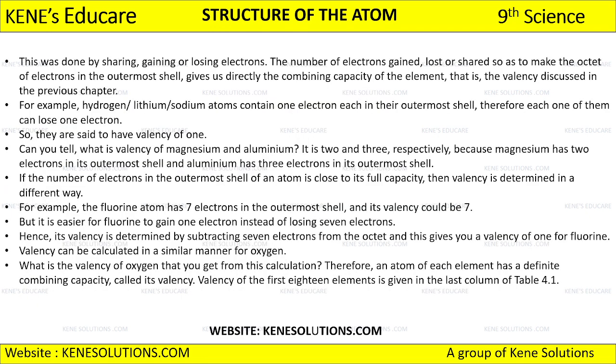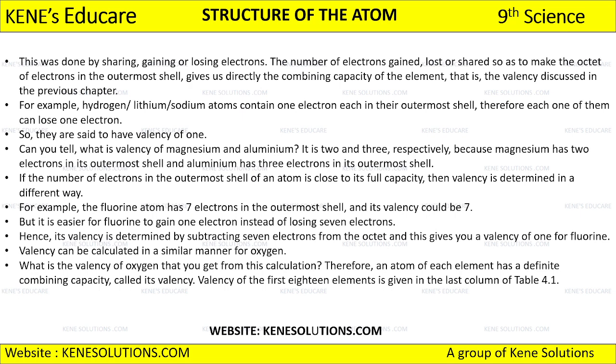Now after this, this was done by sharing, gaining or losing electrons, and the number of electrons gained, lost or shared so as to make the octet of electrons in the outermost shell gives us directly the combining capacity of the element. What does it give us? It gives us the combining capacity of an element. So that is the valency discussed in the previous chapter.